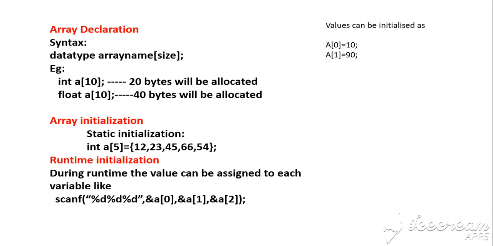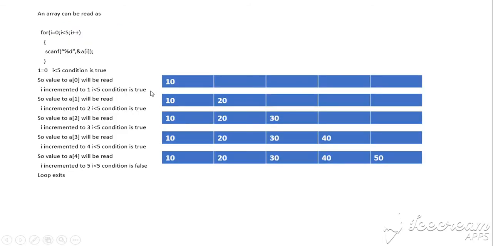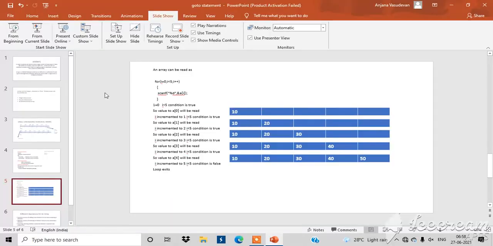While this declaration is given, memory allocation will be done in the background. As it is an integer array, each element requires 2 bytes. So for 10 elements, 20 bytes will be allocated as a continuous block, and it will be given a common name A. And if it is a float array, float a[10], we know that each float element requires 4 bytes, so 40 bytes will be allocated under a single block, and it will be given a common name A.